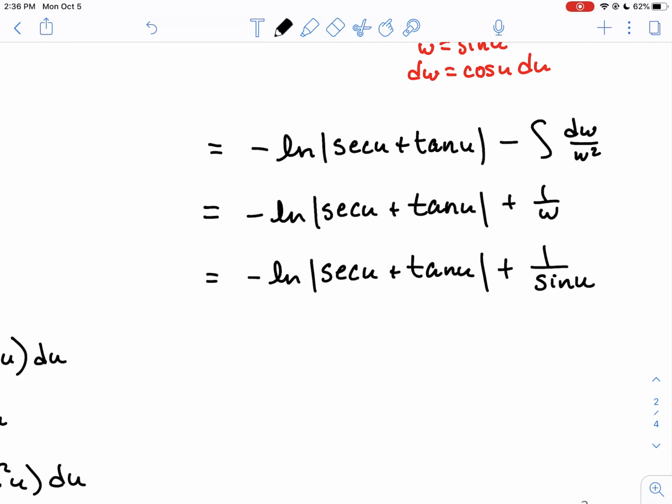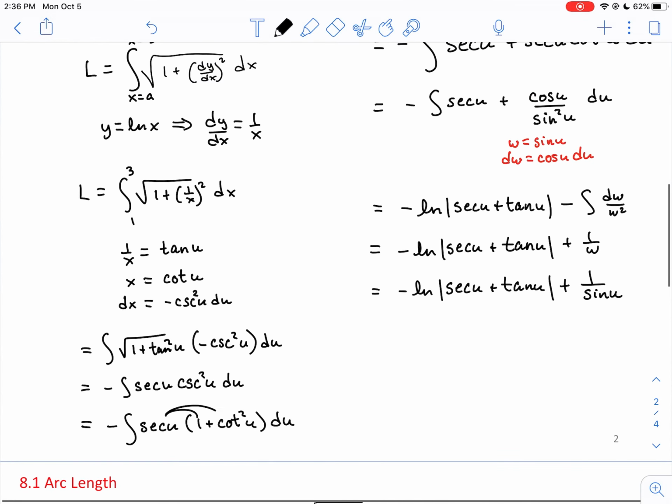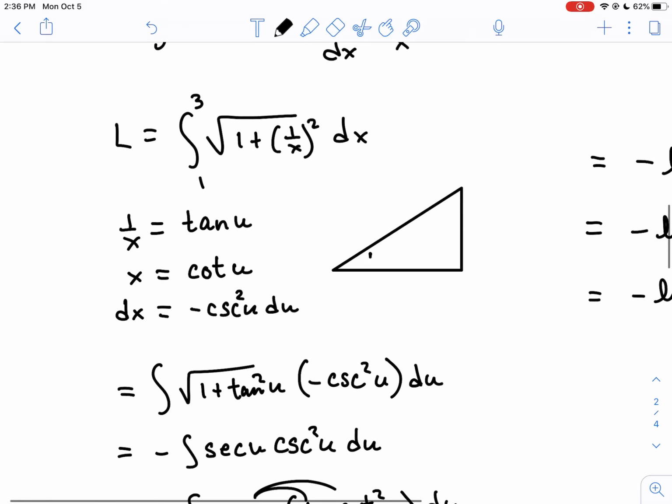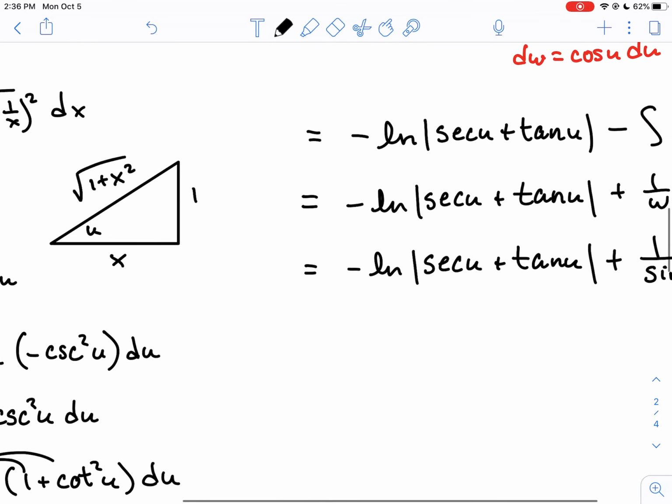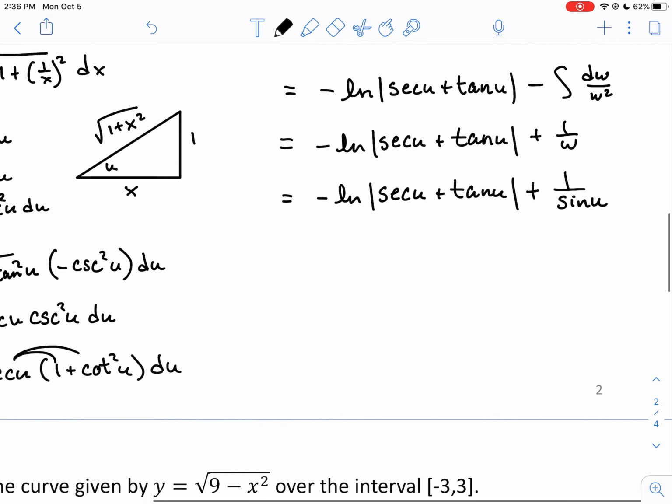And now to finish this out, I'm going to need a reference triangle. Okay, so u is an angle, and we want the tangent of u to be 1 over x. So if I do the opposite is 1 and x is the adjacent, Pythagorean theorem gives me the other side, 1 plus x squared, all inside a square root. And now I have a reference triangle to do my back substitutions.